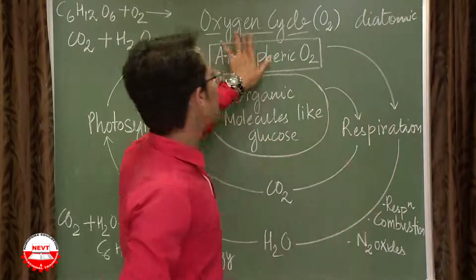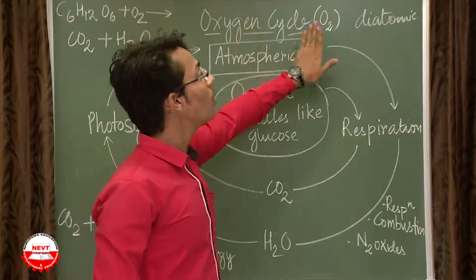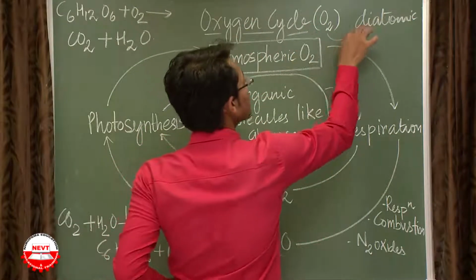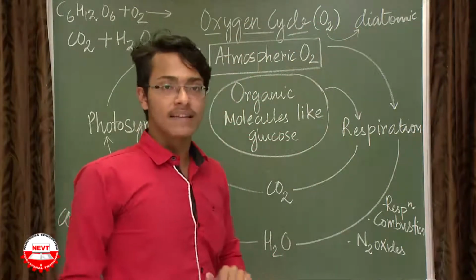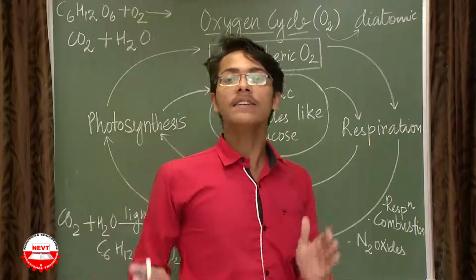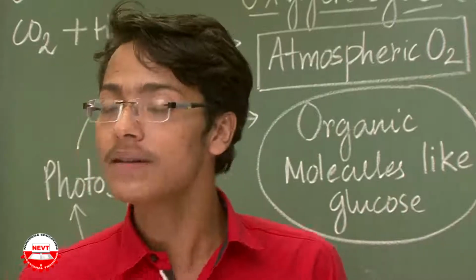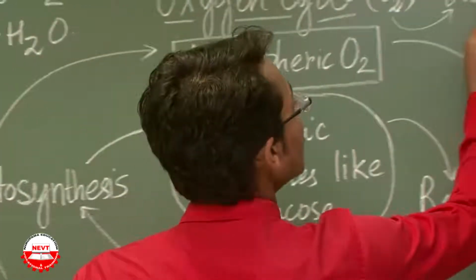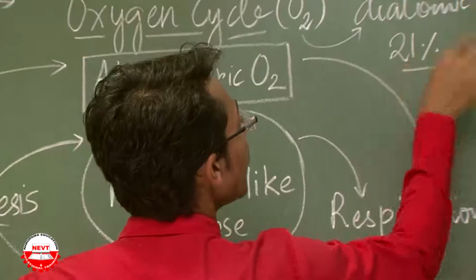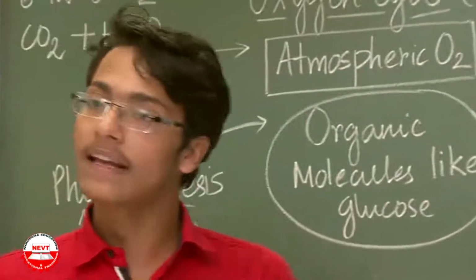As you can see here, I have written oxygen cycle O2. So you can say that it is present in diatomic state. So in the atmosphere, oxygen is present in diatomic state. It constitutes 21% of the atmospheric gases.